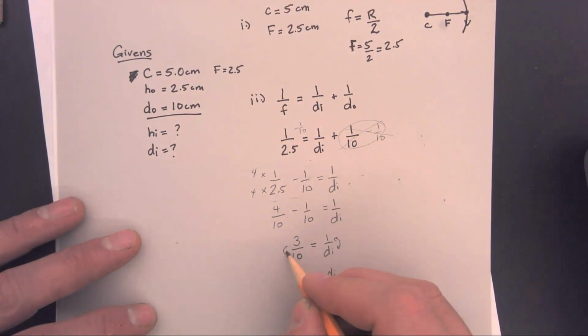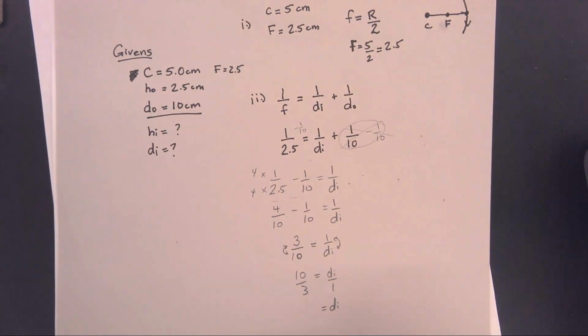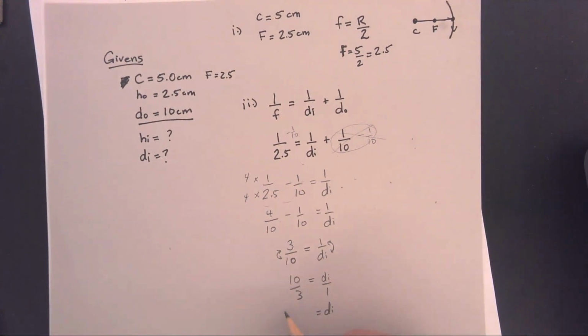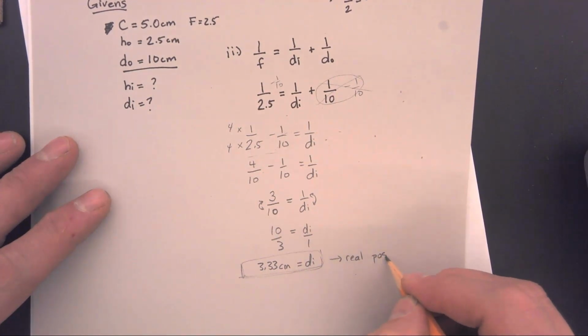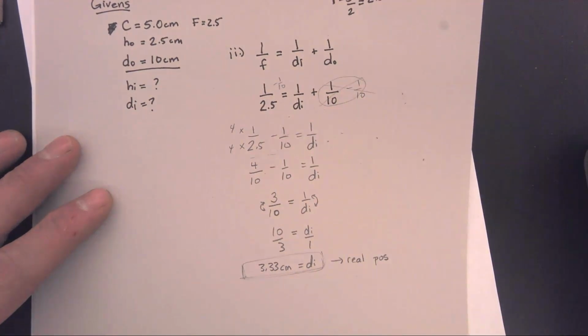When you're at this point and you want to find what di is, remember you can easily just flip both sides. There's more than one way you can solve this, but di over 1 is equal to 10 over 3, and di is going to be 10 divided by 3, which gives us an answer of 3.33, and it's going to be in centimeters. This means that our image is in the real world because it's positive.